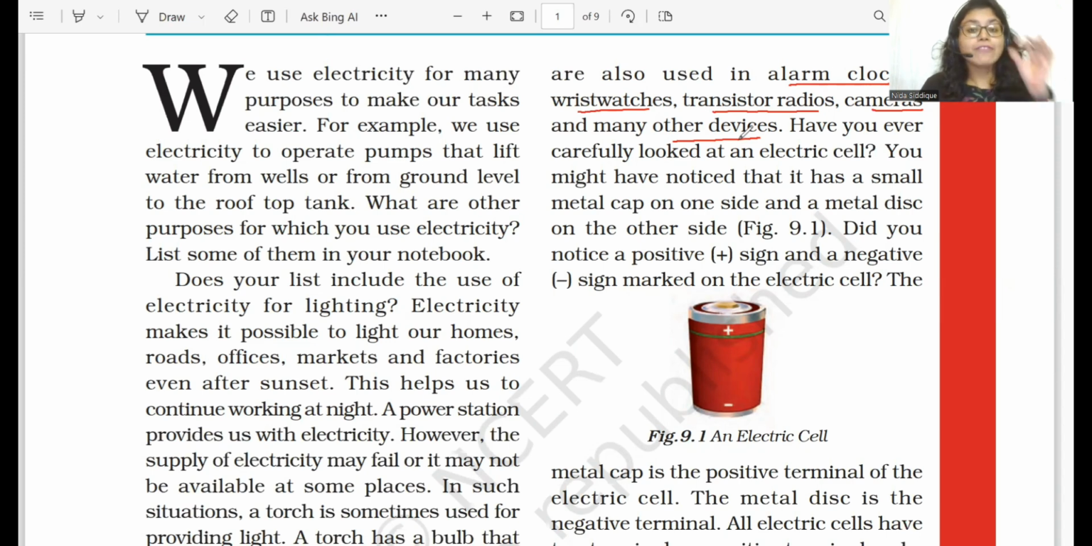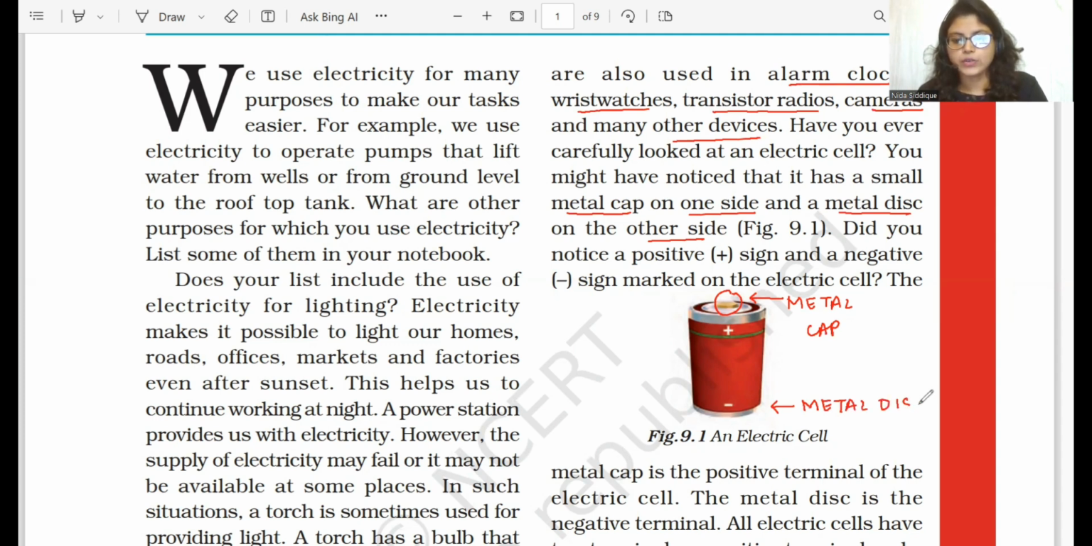Now, if you have ever noticed the electric cell carefully, you will observe that एक electric cell के दो ends होते हैं. Now, it has a metal cap on one end and a metal disc on the other end. एक जो end होता है उसमें थोड़ा सा बाहर निकला हुआ structure रहता है, that is called a metal cap. So this is the metal cap at one end, and दूसरा end जो है वो एकदम flat रहेगा, and that is the metal disc.